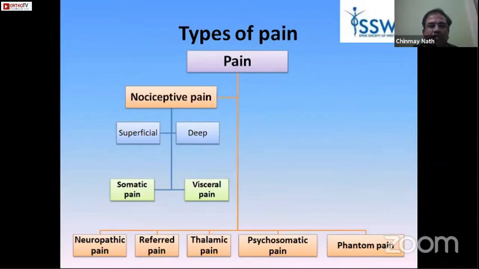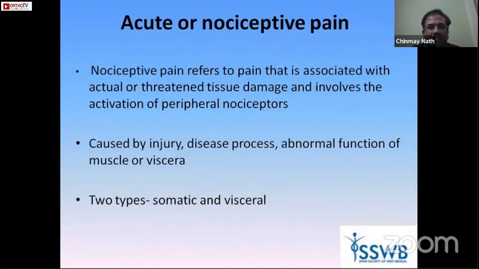There are different types of pain. Most commonly is nociceptive pain, which may be superficial or deep, and it can be divided into two types, somatic pain and visceral pain. There are other types like neuropathic pain, referred pain, thalamic pain, psychosomatic pain, as well as phantom limb pain.